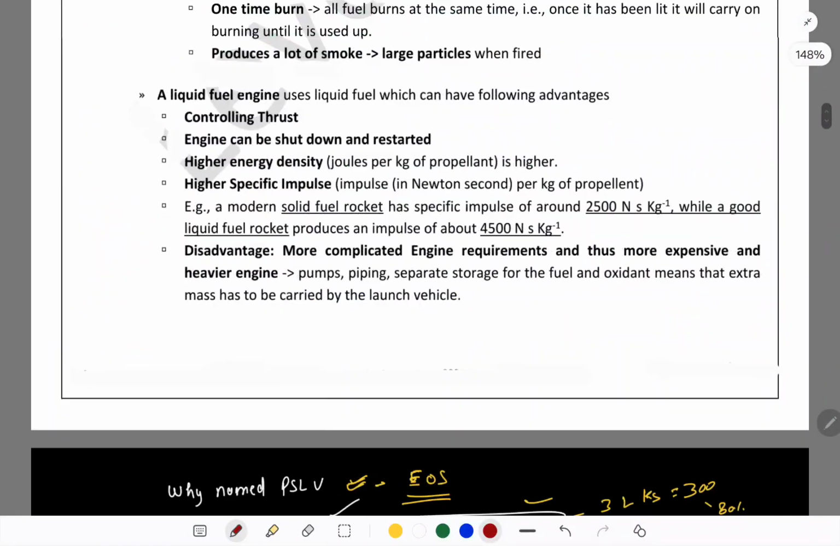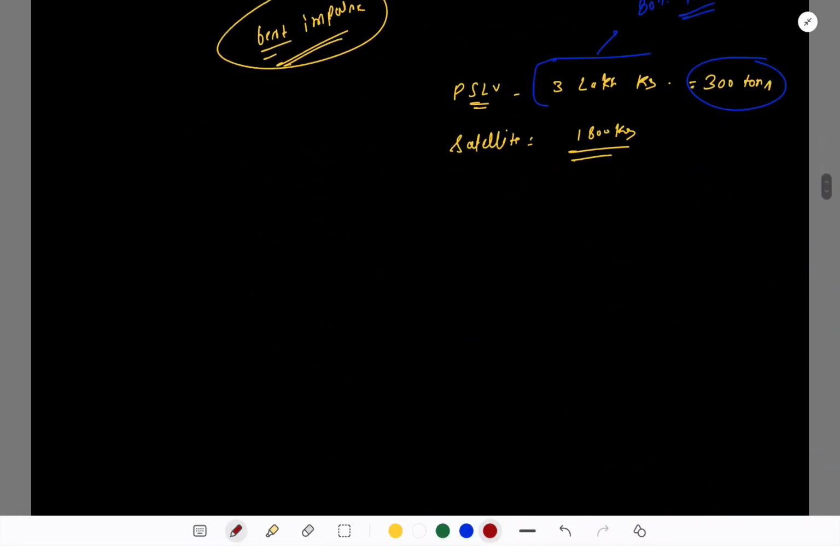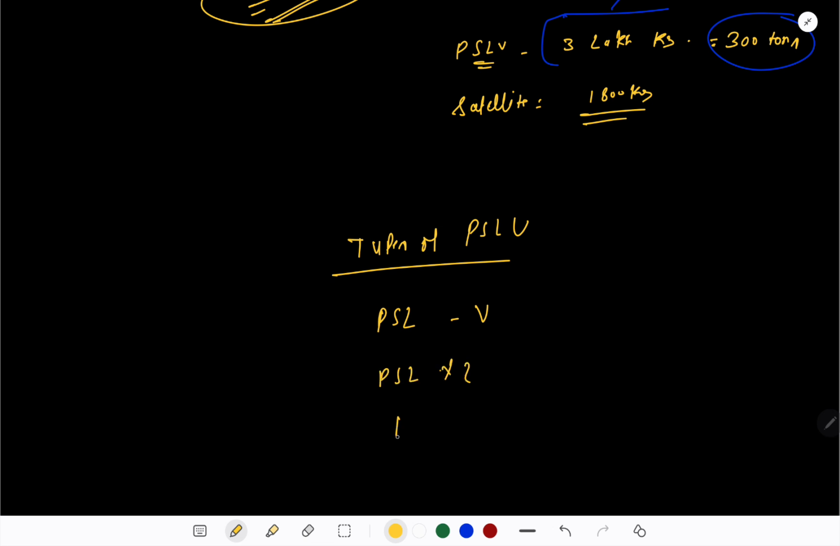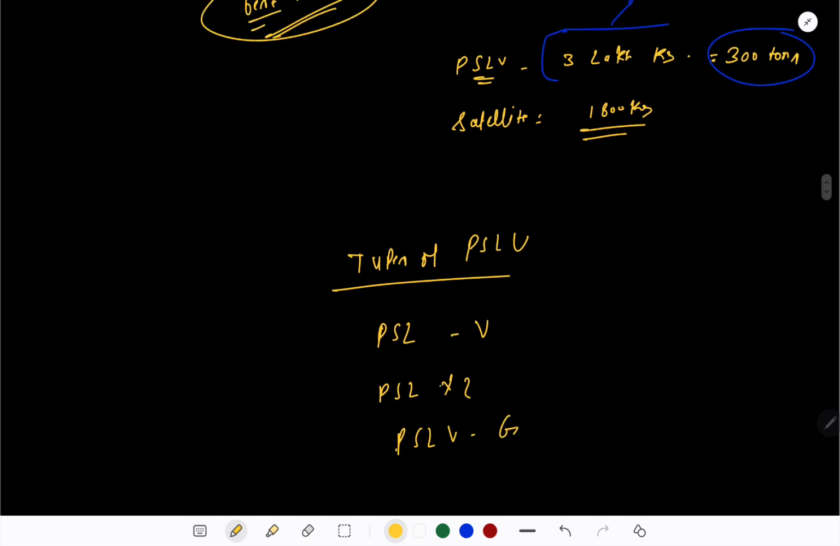And overall, what happens? If I talk more, there are different types of the PSLV. For example, PSLV XL is there, PSLV G is there. What are these? For example, PSLV CA is core alone.